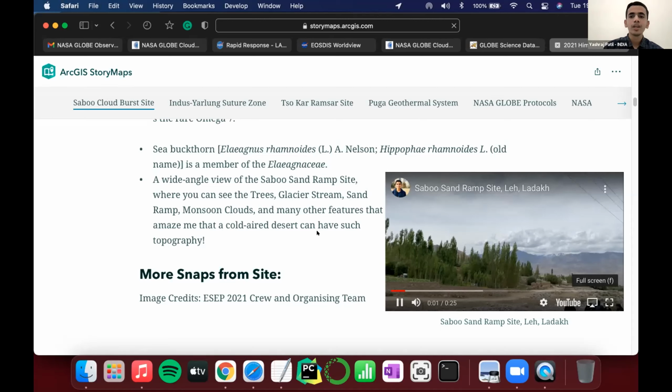So basically, I took this video because you could see the water or glacial stream at one end, the trees on the other side, and the sand dunes and sand ramps on the opposite side. Due to the change in the Indian monsoon system, those monsoon clouds now let you see all these things together in a single place. And being a cold desert, it is nothing like that now, because now it's totally changed.